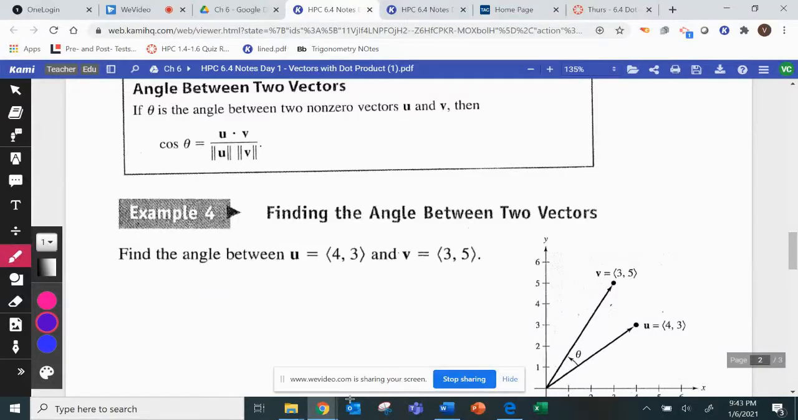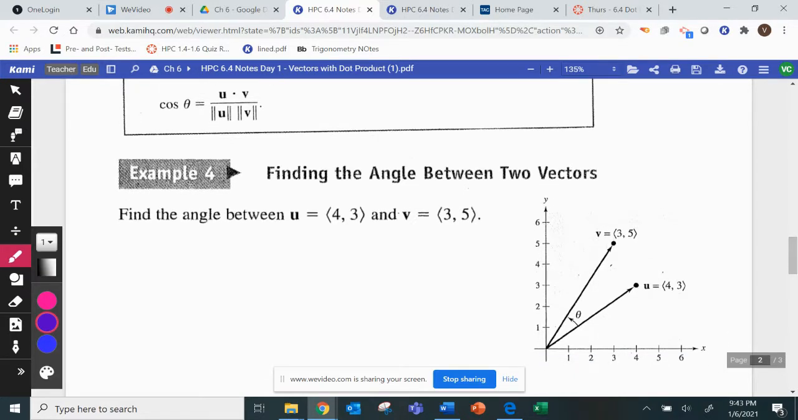So the formula is, cosine of theta is equal to u dot product v divided by the magnitude of u multiplied by the magnitude of v. So we're going to do that formula right here. So cosine of theta is equal to the dot product of u and v. So 4 times 3 plus 3 times 5. And then we will, in a second, do the magnitude of u and the magnitude of v.